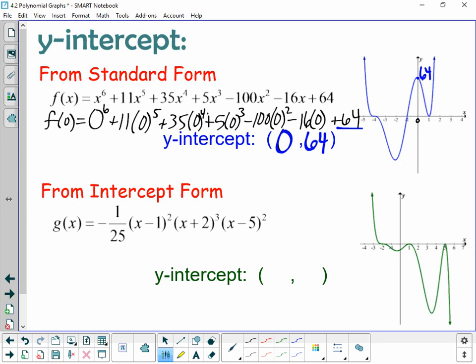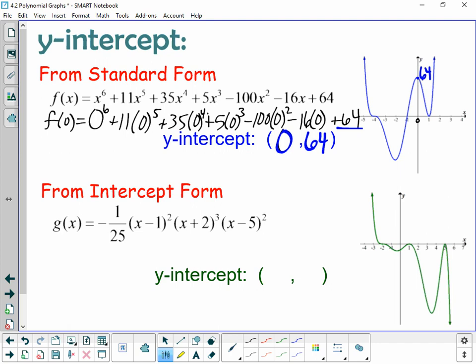In standard form of a polynomial, you'll see that that is going to always be that constant term at the end of the function if it's in standard form. All the other terms, when you substitute 0 in, they immediately become 0. So it's not very difficult in standard form to find the y-intercept of a function.